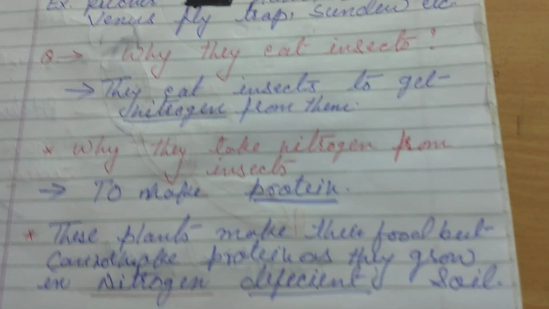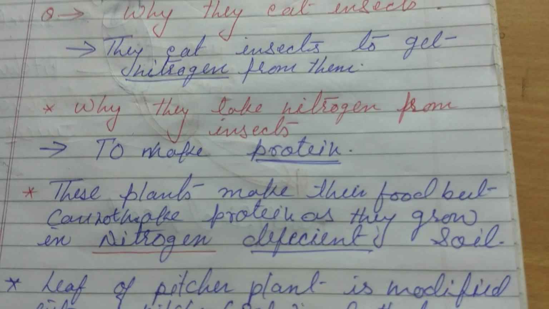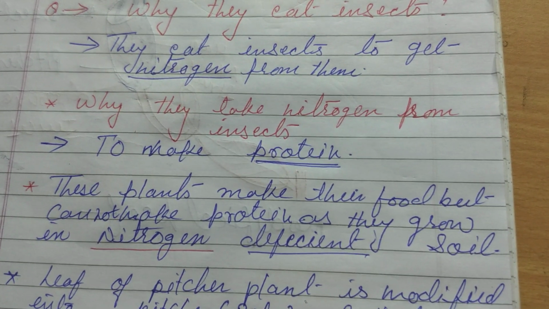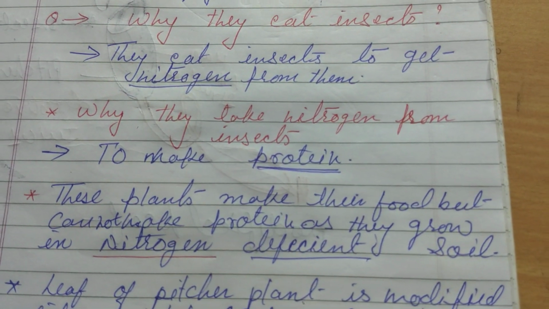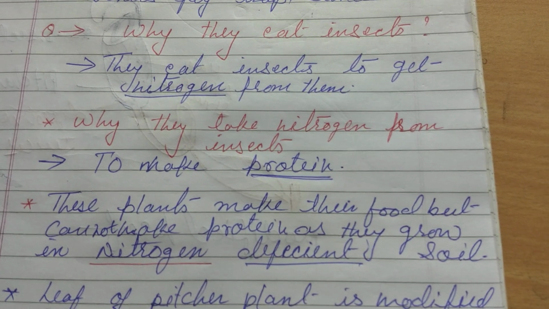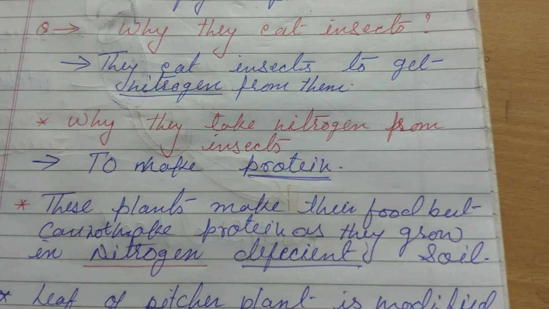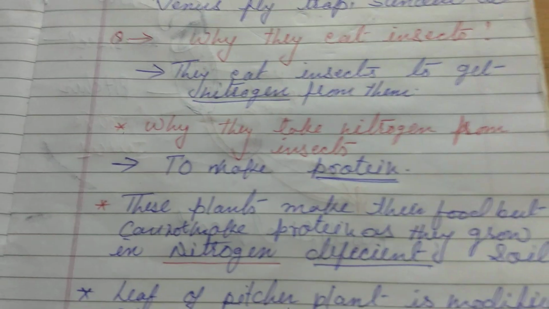Okay. What I told you about, that they need protein. So that is why they have to prepare protein, and for that they need nitrogen. But we know that they are grown in soil, and soil has all kinds of nutrients. We add manures, fertilizers. But why do they need to eat insects?